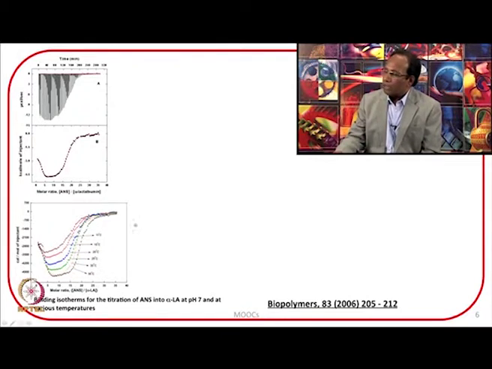Now let us take a look at this figure. Once you have the experimental data, we need to come up with suitable binding models. The dots are experimental data points, and the red line is a best fit to the experimental data points. It turns out in this case that a model representing two sets of binding sites fits the data in the best possible manner.